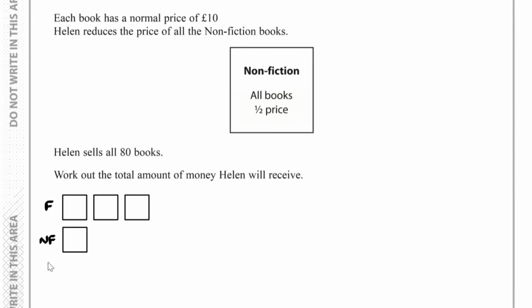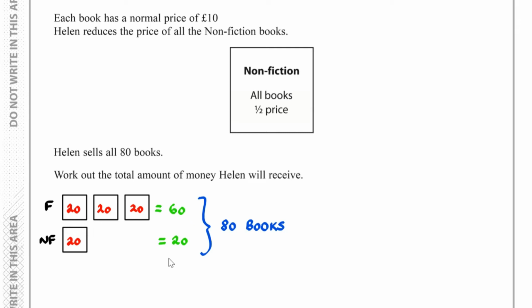Well, we've got this ratio of fiction to non-fiction being 3 to 1. And what we know from the question is there is a total of 80 books. Now I've got 4 parts altogether, so I can find out how much each part will be worth. 80 divided by 4 is 20. So each part will equal 20. So the total number of fiction books is equal to 60. Non-fiction books, we've got 20.